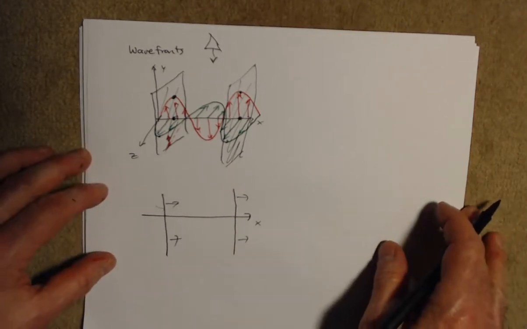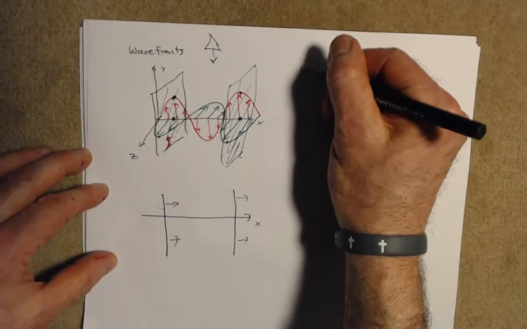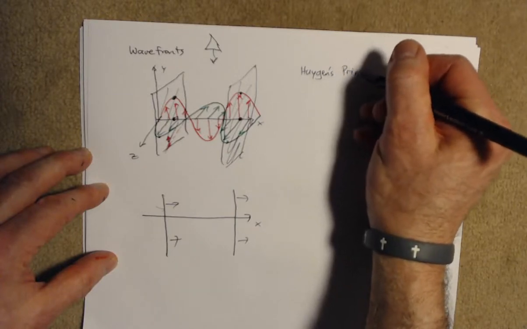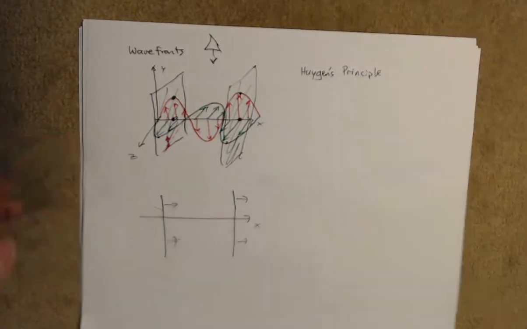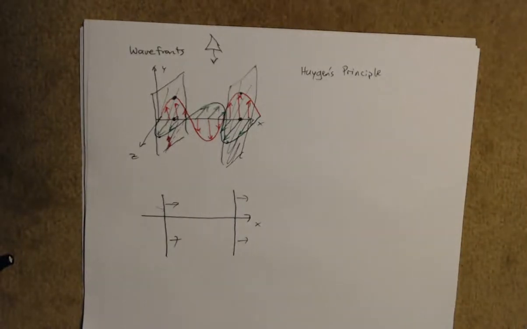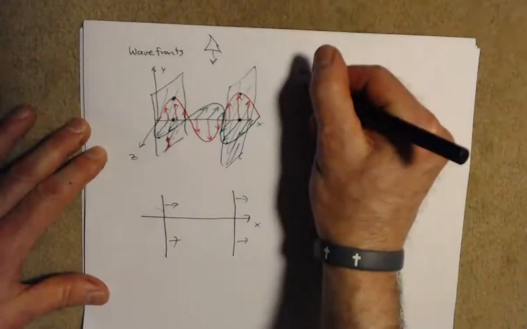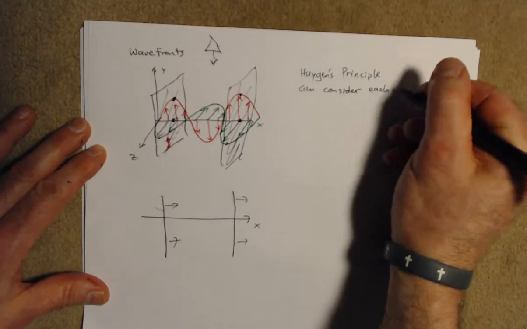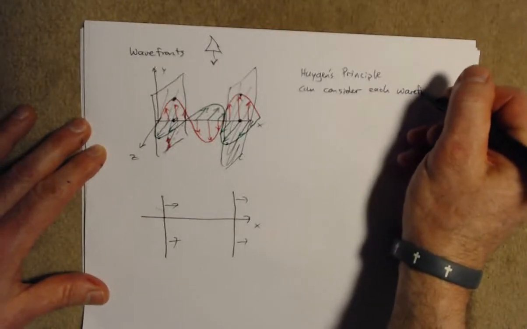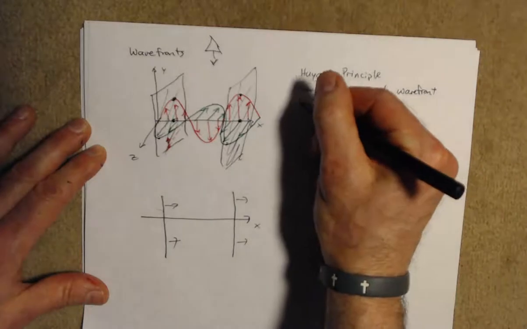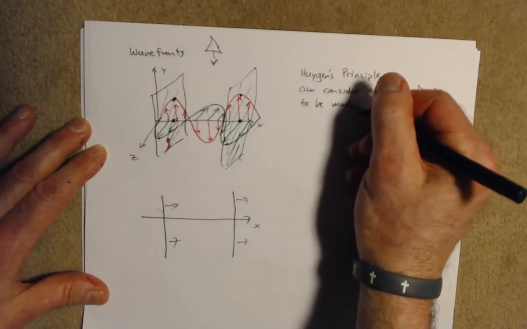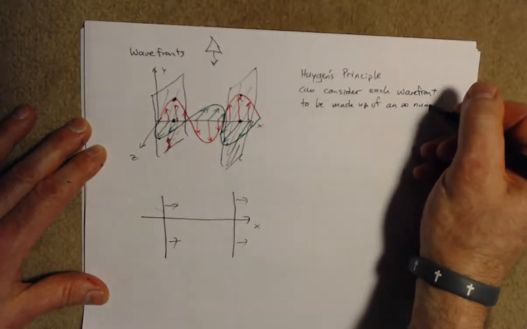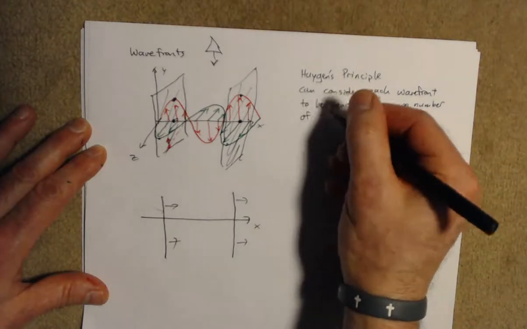Okay, now let's add into this a new idea called Huygens Principle. This is named after Christian Huygens, who was the first person to theorize that maybe light was a wave. And what he said was you can consider each wavefront to be made up of an infinite number of point emitters of light.